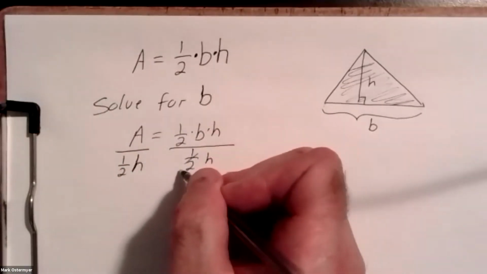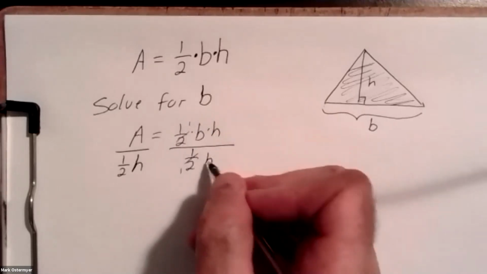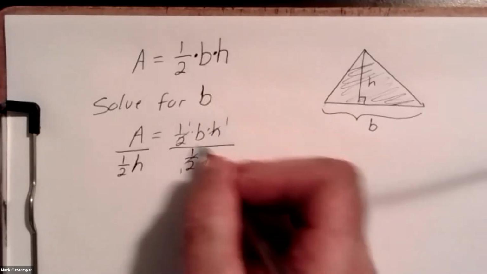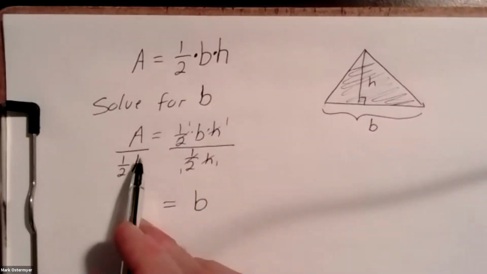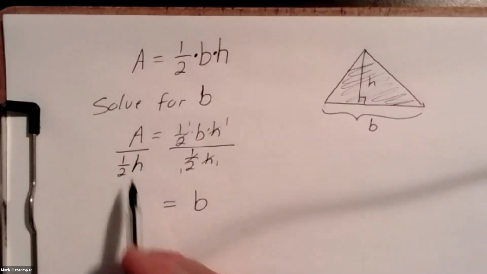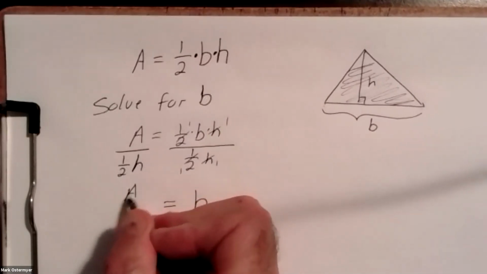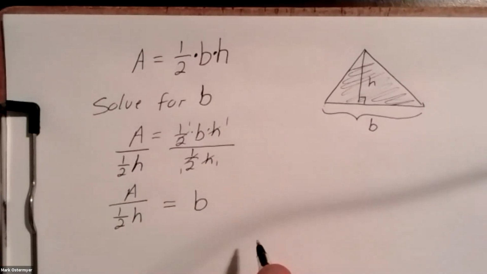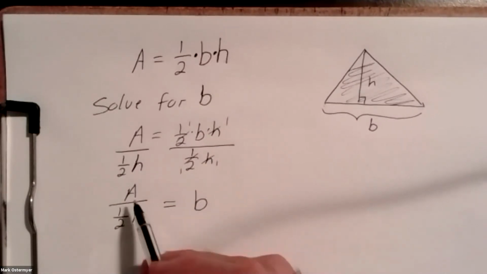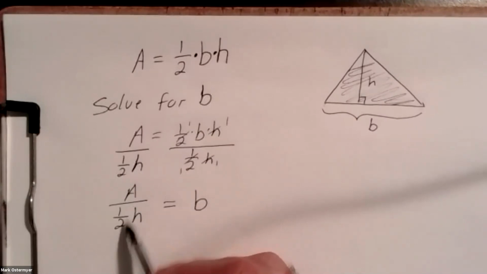Notice the 1/2 on the right side reduces down to 1. The H's reduce out to 1, and we're left with 1 times B, or B. On the left side, we do have a little bit of a messy situation here. We got A divided by 1/2 times H. And when you divide by 1/2, do you agree it's like multiplying by 2? Do we agree with that?